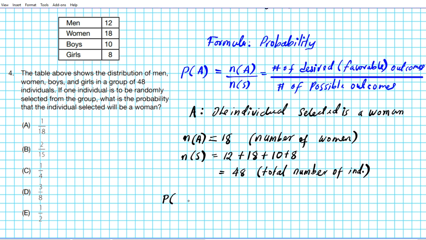So the probability that the individual selected is a woman, P of A, is equal to n of A, number of women, divided by the total number of individuals. Okay, number of women is 18, divided by the total number of individuals, which is 48. The greatest common factor of 18 and 48, let's see, we know 3 goes into both of them. 6 goes also. So let's divide by that. So divide the top and bottom by 6.